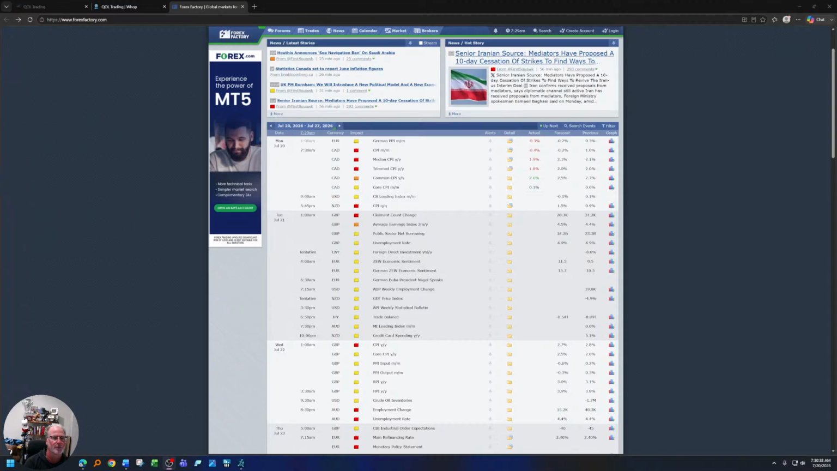Let's just look at our economic data here for today. Nothing on the board here for today. And we have a yellow folder here, lending index month over month at 9 a.m. I'm not sure if that's going to really do anything. I don't see too much tomorrow.